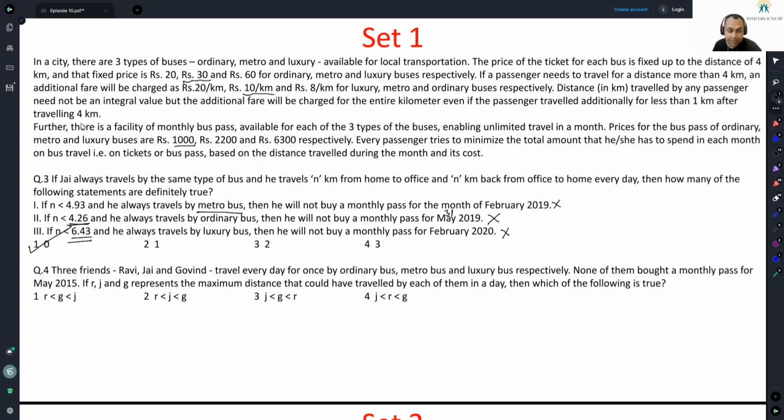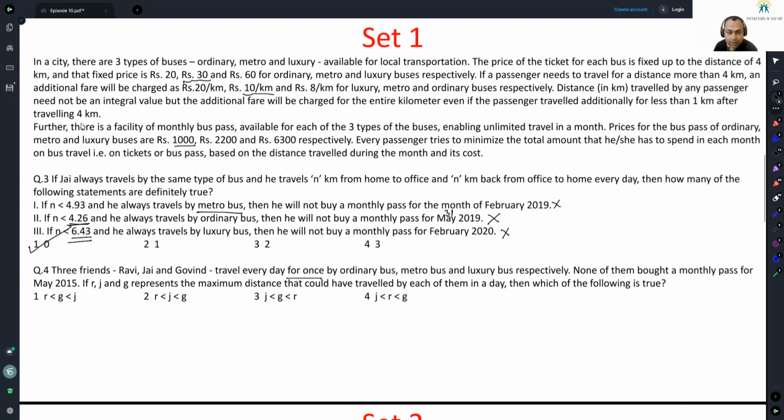Last question. 3 friends, Ravi, Jay, and Govind, travel every day for work by ordinary bus, metro bus, and luxury bus, respectively. So Ravi with ordinary bus, Jay with metro bus, and Govind with luxury bus. None of them bought a monthly pass for May. If R, J, and G represent the maximum distance that they could have traveled by each of them in a day, then which of the following is true? Okay, so maximum limit that they can travel every day so that they don't have to buy a monthly pass. Seems like a fairly simple work.